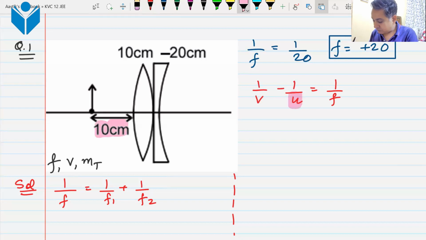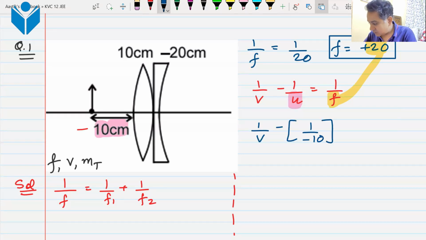Minus 10. What is the value of F? F is 20 with a plus sign. I put the values: 1 by V minus 1 by minus 10 is equal to 1 by 20. I will not solve this for you because you will solve this yourself. Get the value of V and stay happy.